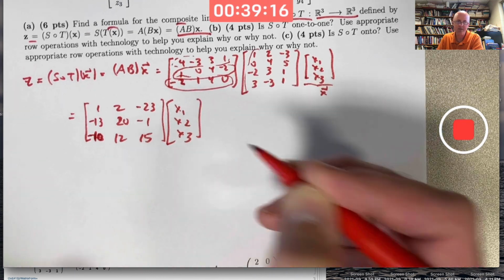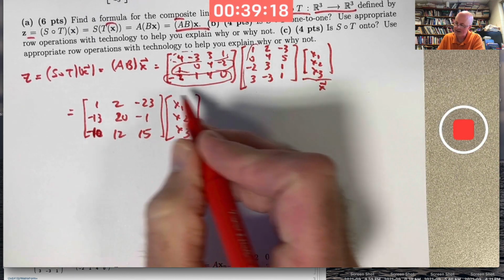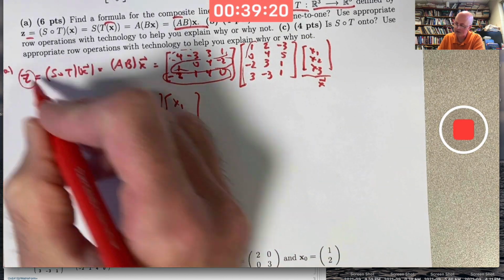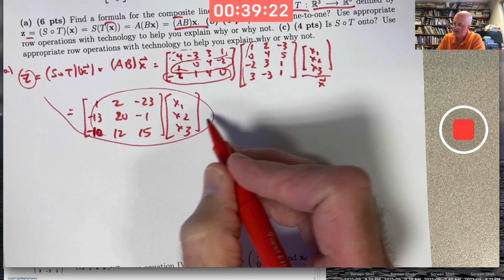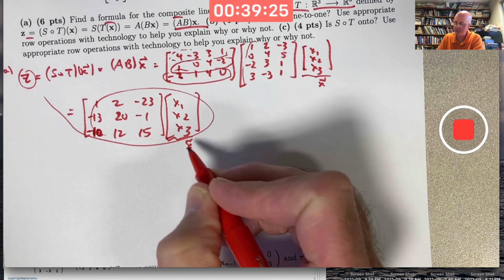I could consider this to be the formula. I could also multiply it out. Okay, that is part A. That'll be good enough. And this again is the vector x.